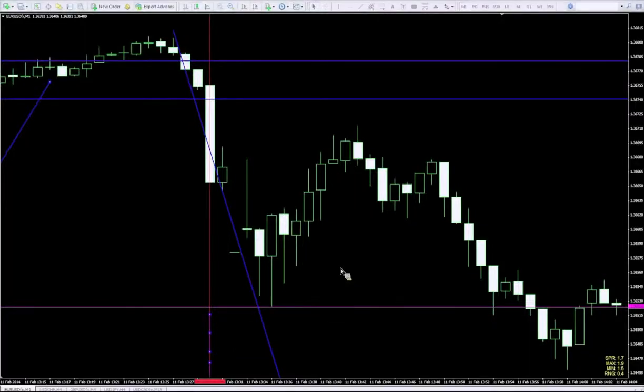What has to occur in price action in order for a wedge to form on the chart? What has to happen in price action in order for a wedge to form on the chart?